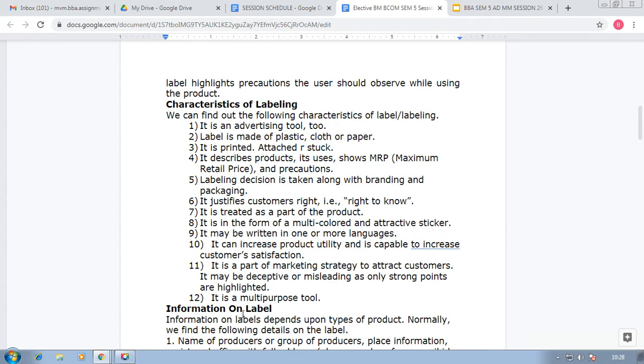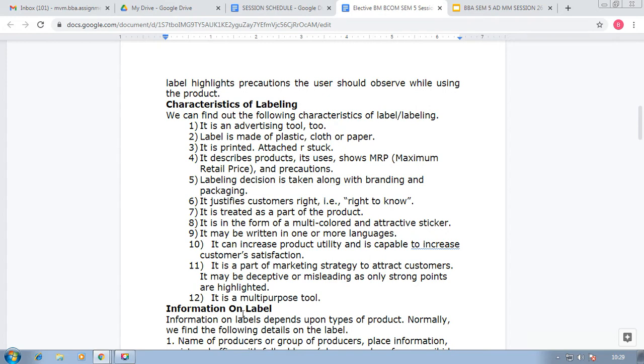Students, as it is a part of marketing strategy to attract the customers, the labeling is designed and the process is undertaken to make the products very attractive. It also needs to be highlighted that the labeling should not reveal wrong information to the customers, so it will not be deceptive or misleading. The labeling always provides true information to the customers.